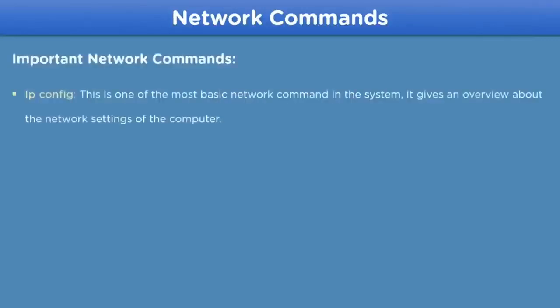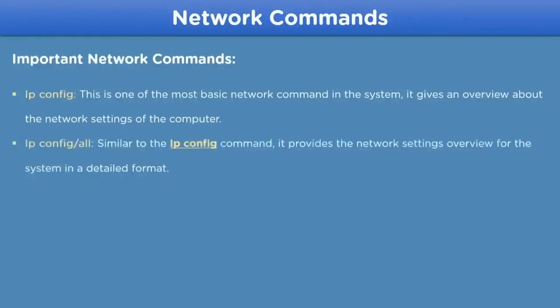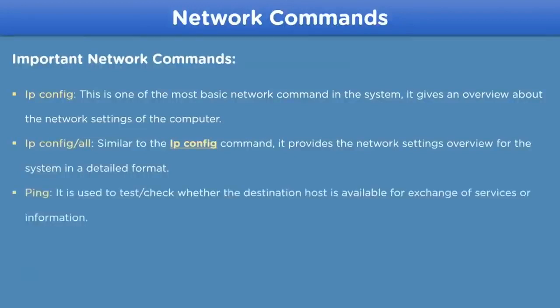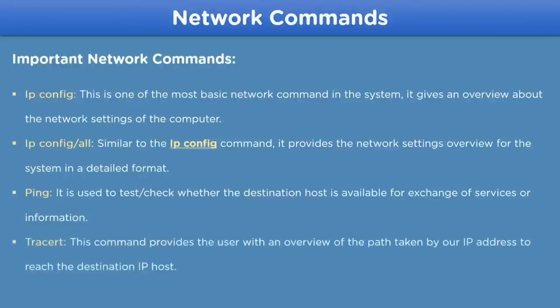The first one is ipconfig. This is one of the most basic network commands used in the Windows prompt. It gives an overview of the network settings for our system. Moving on, we have ipconfig /all. This is similar to ipconfig, but it gives a more detailed view of the network settings for our system. Then we have ping. This command is used to check or test whether the destination host is available for exchange of services or information.